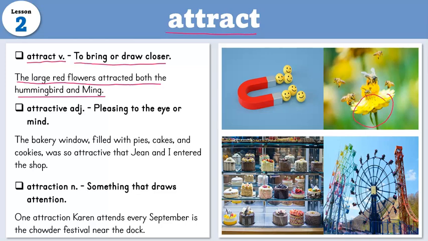And since attract means to bring something closer, it means it has something special that brings the birds close to it. Or in this picture here, the bees. So flowers have nectar that smells sweet, and it attracts bees and other insects to it.